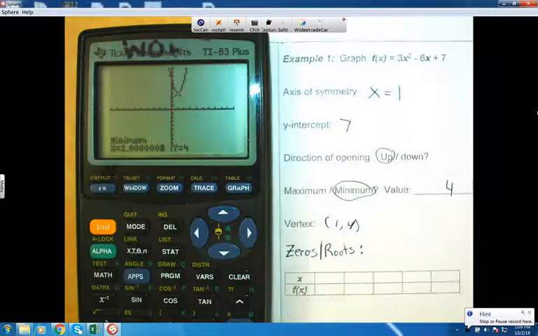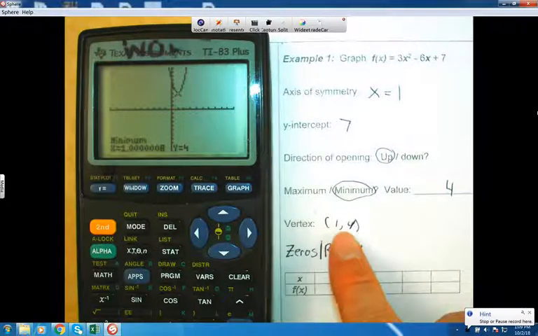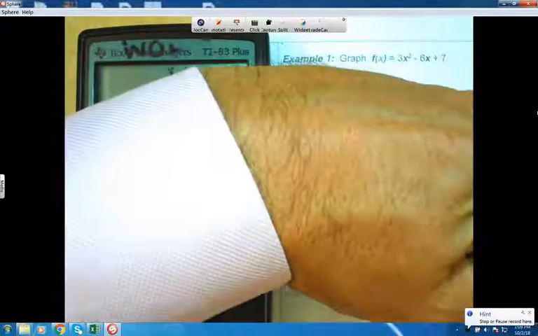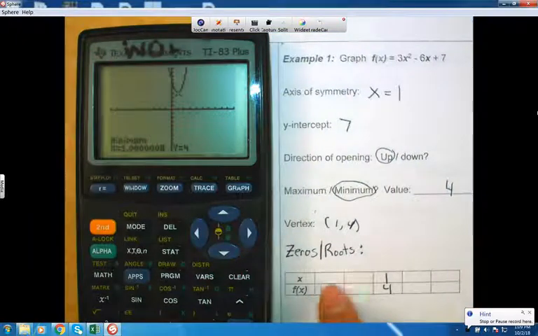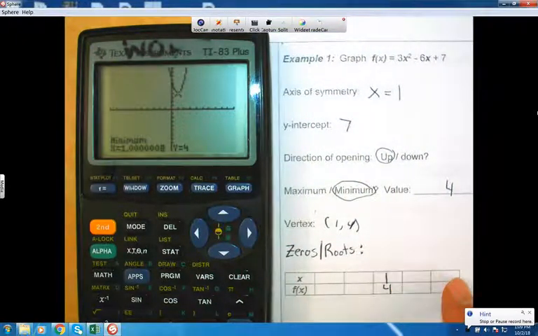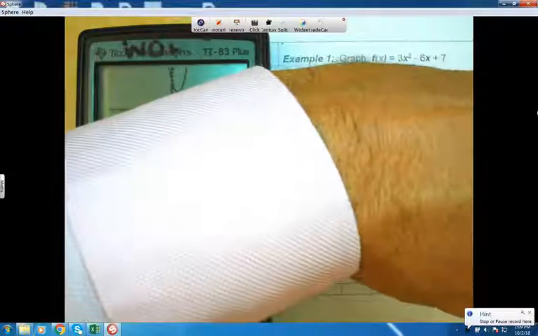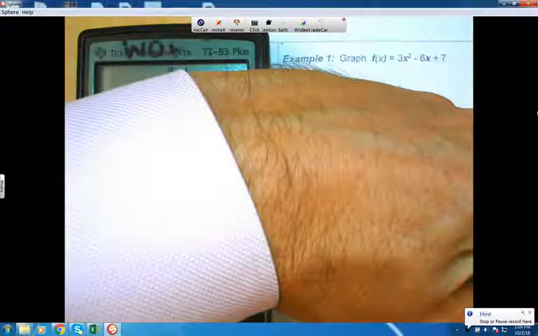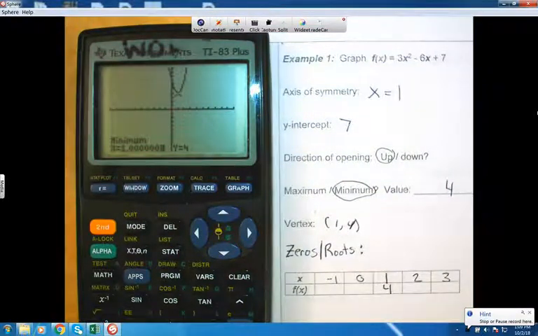The next thing we can do is get a table. To get a table, you start by taking the vertex, and that's the point you're going to put in the middle, because that's the most important point. So I'm going to put 1 and 4. And then the next points we would just go 1, 2, 3. So 2, 3. It'll go 3, 2, 1, 0, -1.